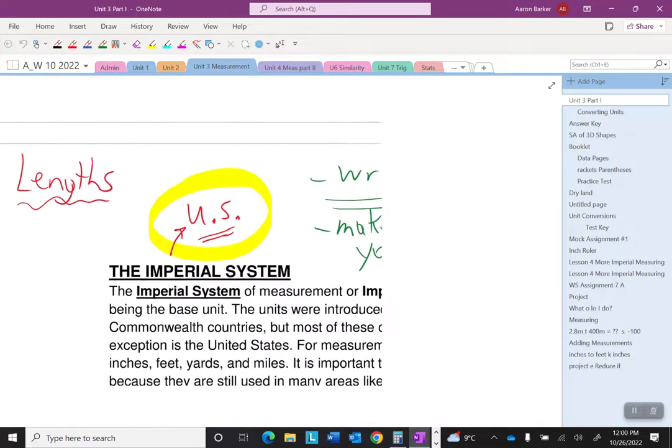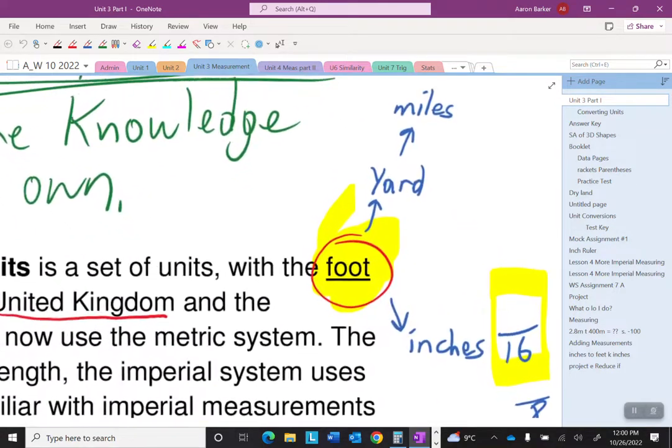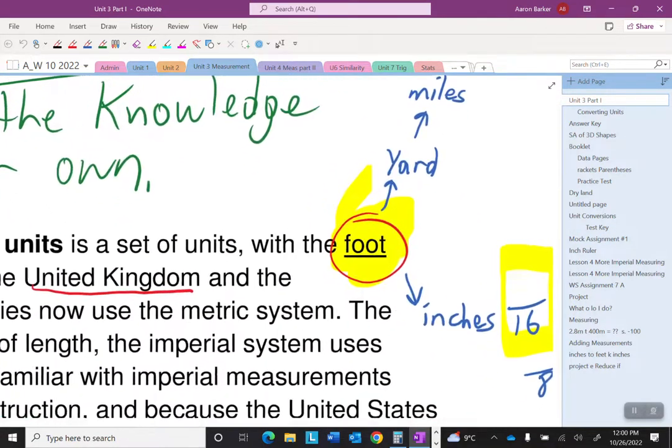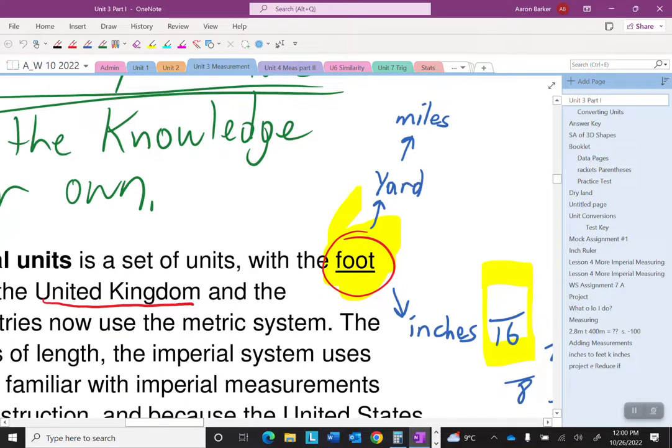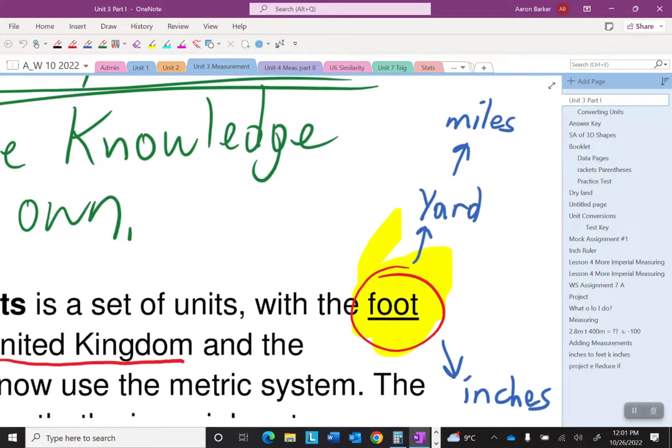So for the U.S. system, the base unit is the foot. Okay, the base unit is the foot. Then you have a yard, and then you have a mile. Write that down. Yard, miles, page 12. When you get smaller than a foot, then you go into inches.